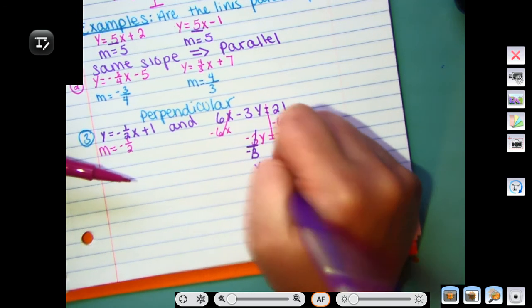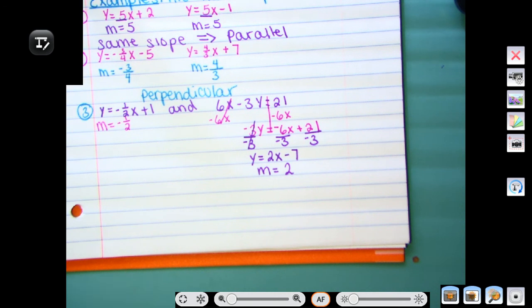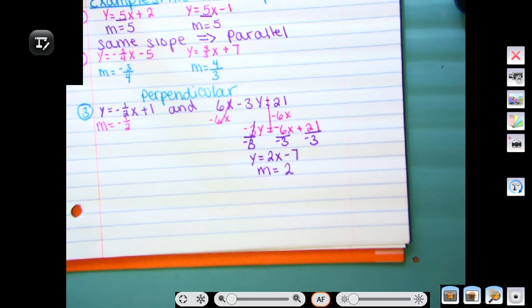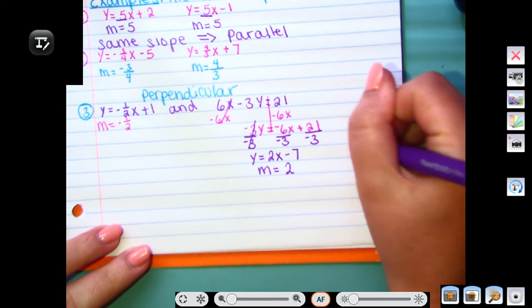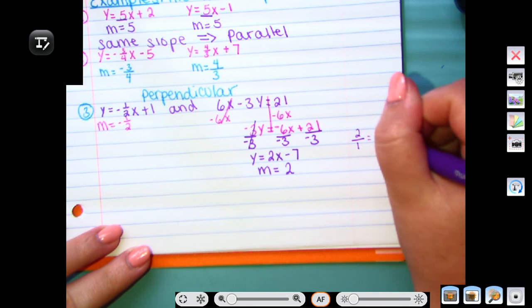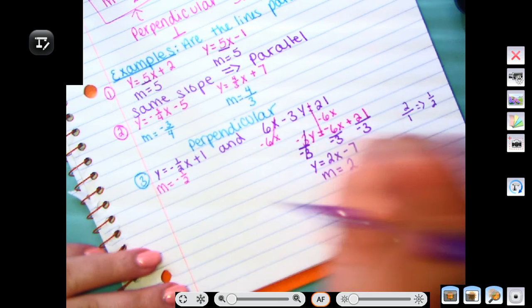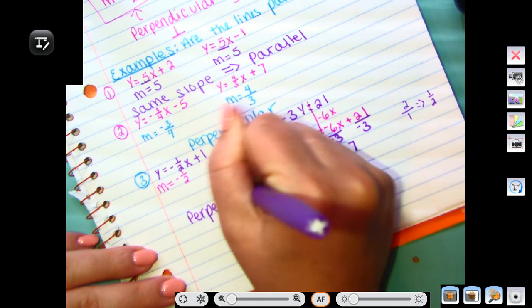Now I have it in slope-intercept form, so now I can tell what the slope is. What is the slope of this equation? It is 2. Okay, so now I check. This line has a slope of 2, this line has a slope of negative 1/2. Are they the same? No. Are they negative reciprocals? Yes, they are. If you flip 2, it's really 2 over 1. When you flip it, it becomes 1/2. That's the reciprocal. So these are perpendicular lines. Perpendicular.